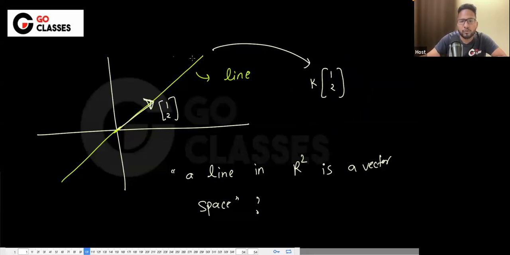So this is 1 2. Maybe you can take one more vector, which is 2 4. Okay, is this fine to everyone? Maybe 2 4, 3 6, anything. Okay, I'll take 2 4. Okay, there are multiple suggestions: 2 4, 3 6, 4 8, something like this.